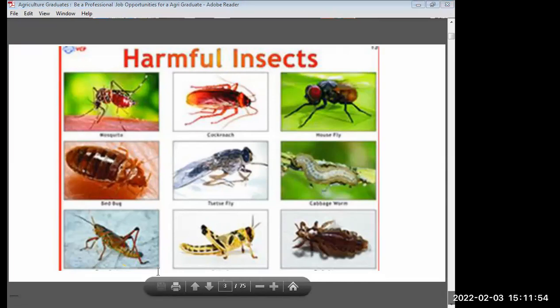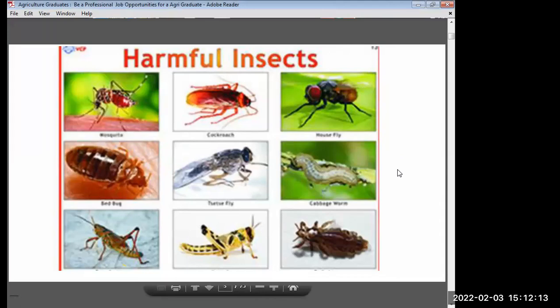These are the insects which are harmful to our crops, our buildings, our belongings, our houses, or to our health also, like mosquito, housefly, etc.